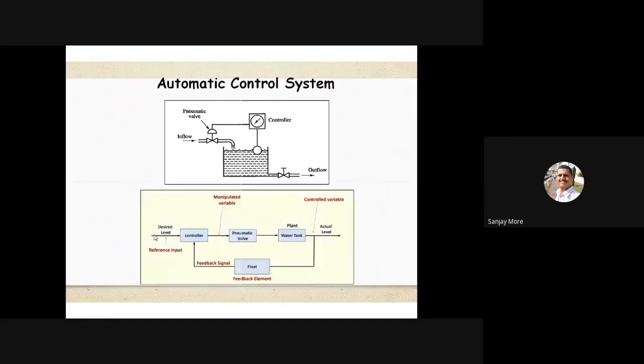Okay, see the schematic diagram of the automatic control system. Here is the inflow and this is the float. The float is connected to the controller and the controller is connected to the pneumatic valve. When the water level reaches this mark, the float will move upward and, connected to the controller, the controller transfers this movement or motion to the pneumatic valve, and the pneumatic valve automatically stops the supply of water. Okay, see also, this is called the block diagram of the automatic control system with the help of a water tank. Reference point, controller, pneumatic valve, water tank, and here the float feedback signal.